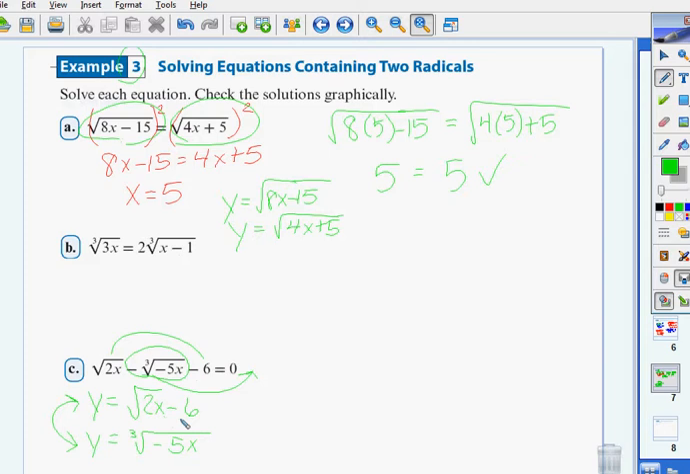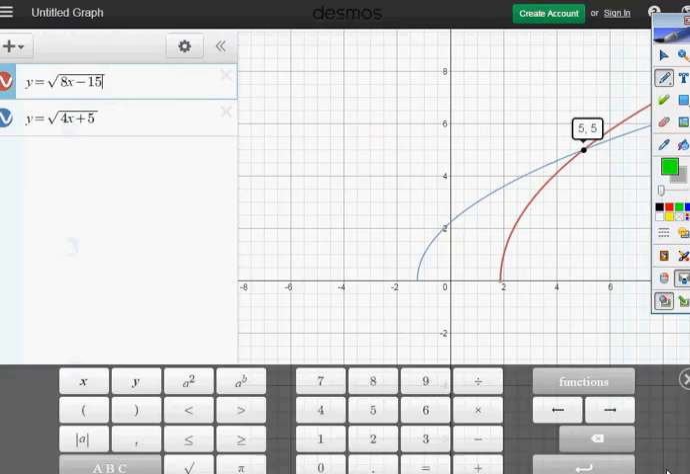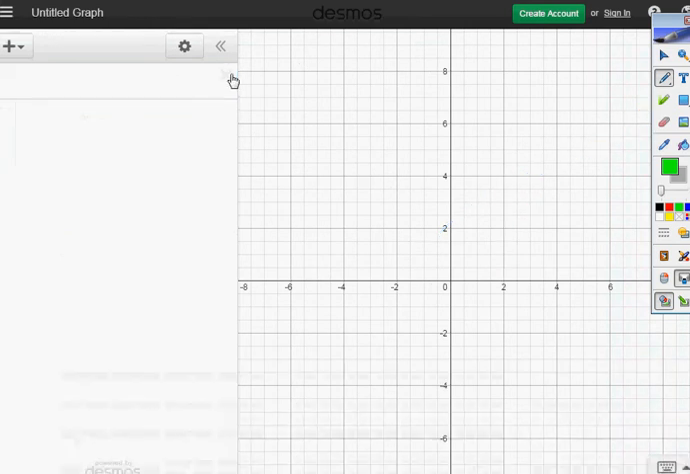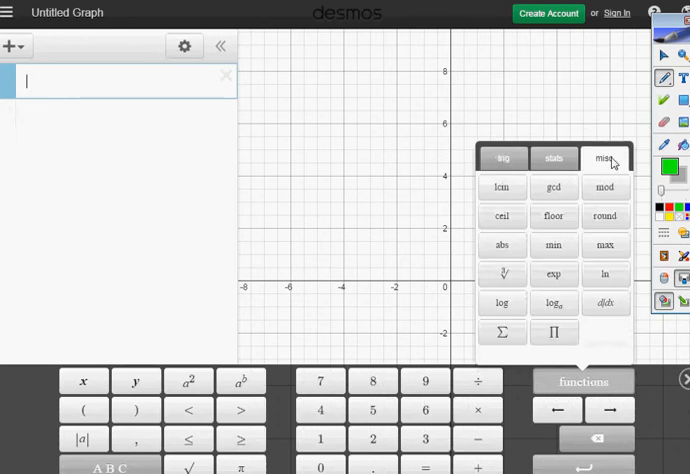Do you know how to do the cubed root or the square root in Desmos? I don't know how to do cubed root. I think it's in functions. If you go to functions and then maybe under miscellaneous. See miscellaneous there? In Desmos, you can go to there.